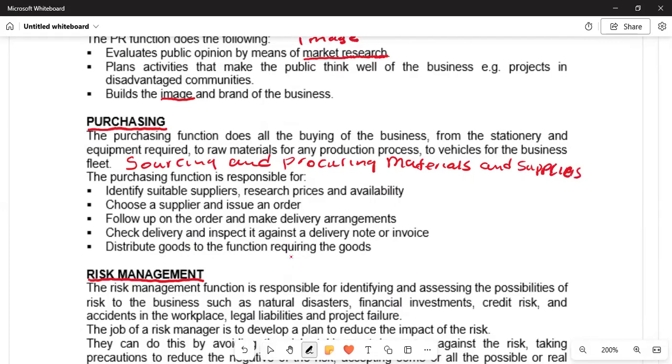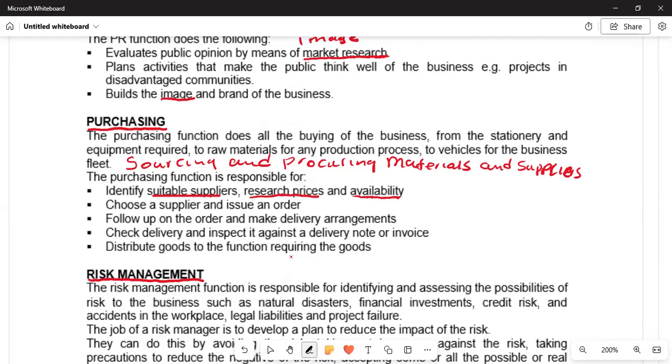So that is the function or role that is played by this department. Because the purchasing function does all the buying of business, from the stationery equipment required to raw materials for any production process to vehicles for the business fleet. So the purchasing function is responsible for identifying suitable suppliers, researching prices, and the availability of the supply.